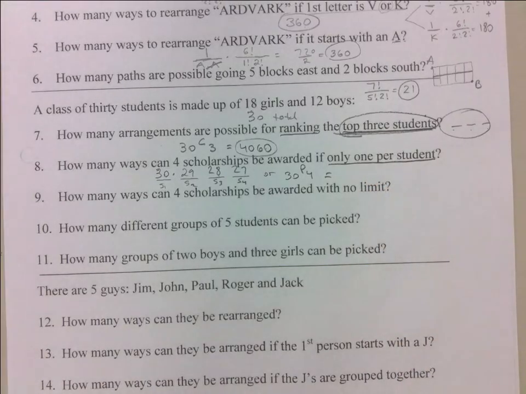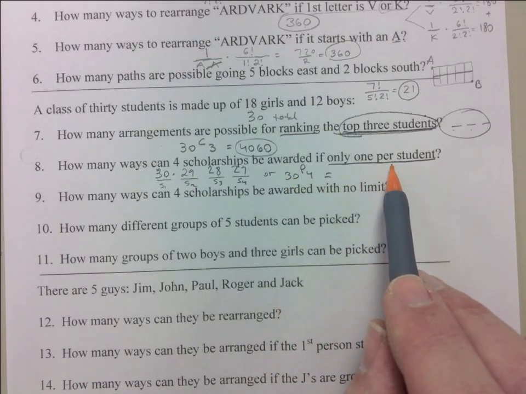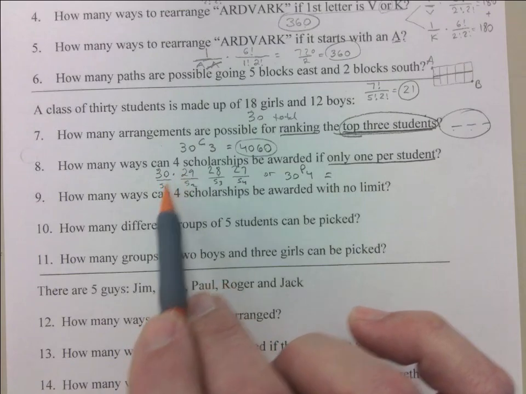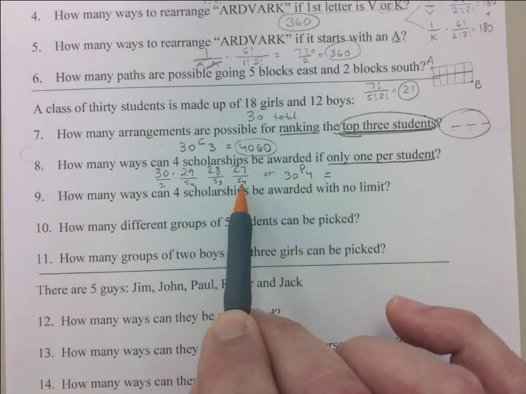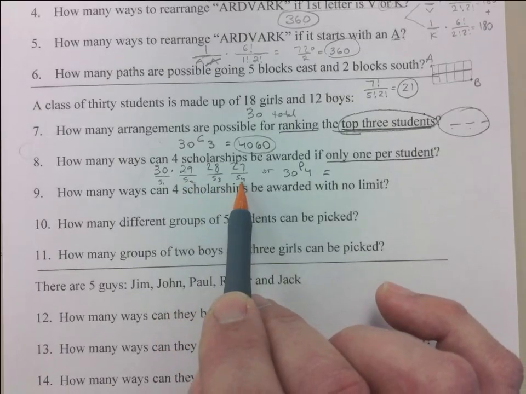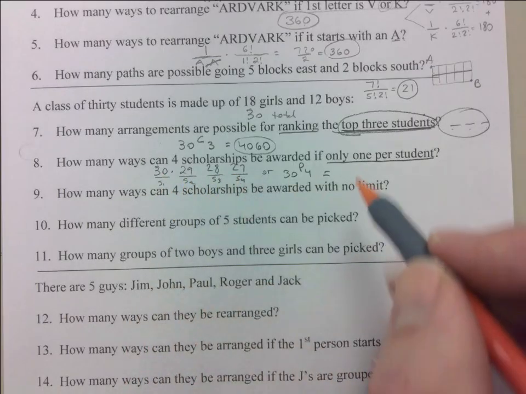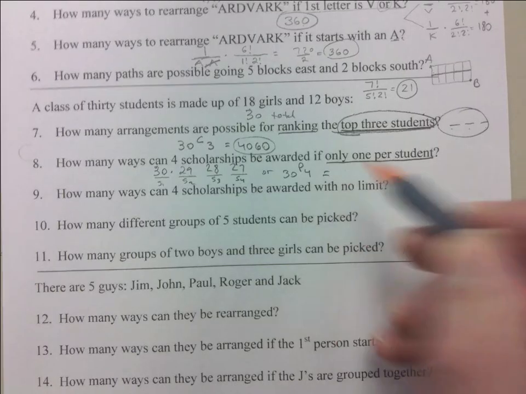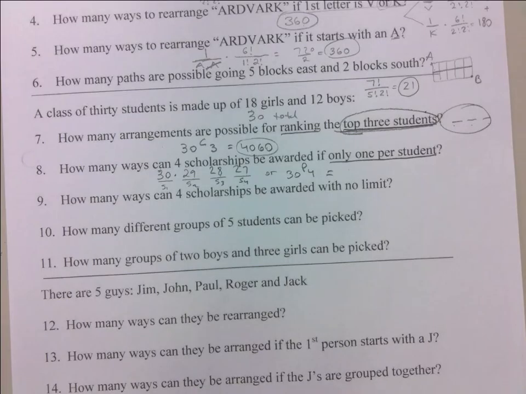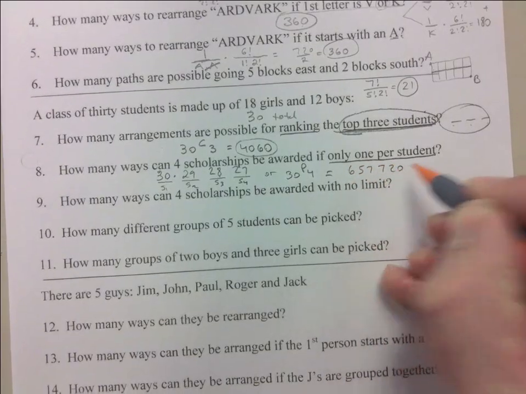Sorry, what am I doing here? Am I on the right page? 4 scholarships. These are my 4 events. So the first one can be awarded to 30, 29, 28, 27. I need to calculate this, 30 times 29 times 28 times 27, that's 657,720.